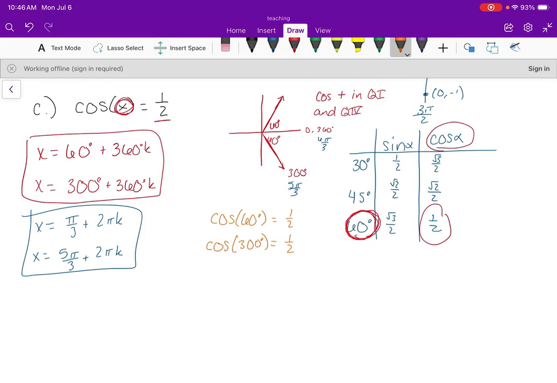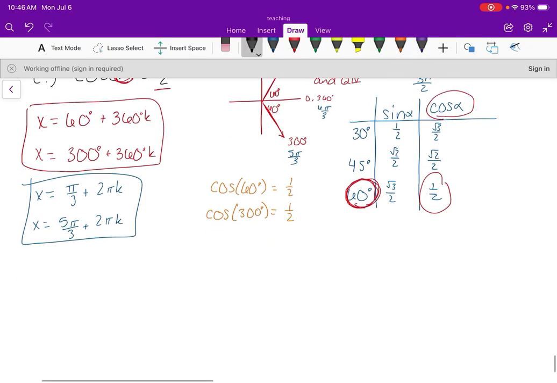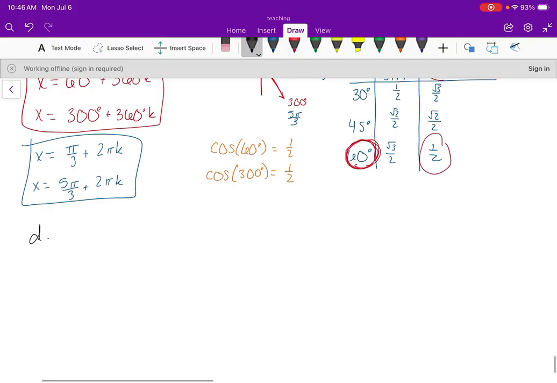Let's start on some sine ones. That way we can just get some other experience. But I'm going to do a bunch of these. So for my next one, let's do sine x equals, let's do -1.